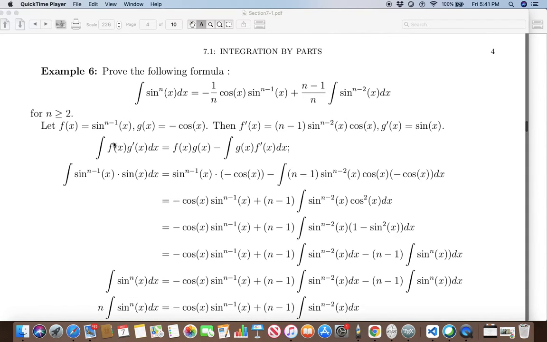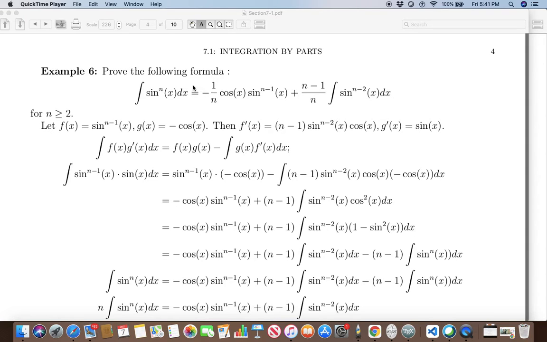Welcome back. Prove the following formula. The integral of sine to the power n x dx is negative 1 over n cosine x sine to the power n minus 1 x plus n minus 1 over n times the integral of sine to the power n minus 2 x dx.